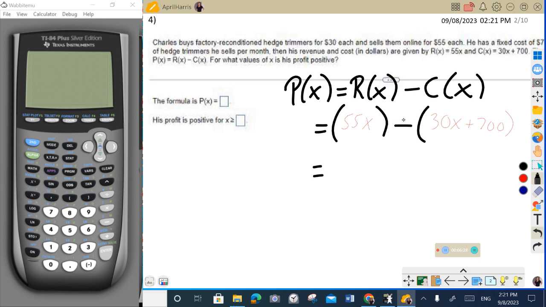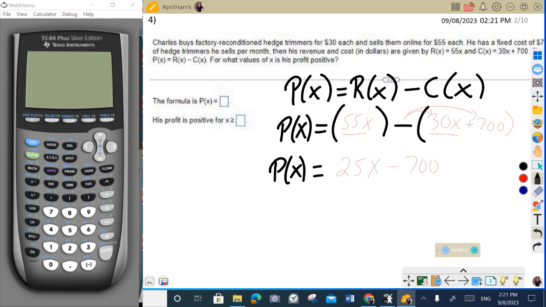Now they're going to want you to simplify that. So you're minusing both, so don't make a silly mistake here. So it's 55X minus 30X, which is 25X, and then minus 700, which makes sense if you think about it, because your profit is your revenue minus your costs, and you knew it was going to cost $700 a month as a fixed cost.